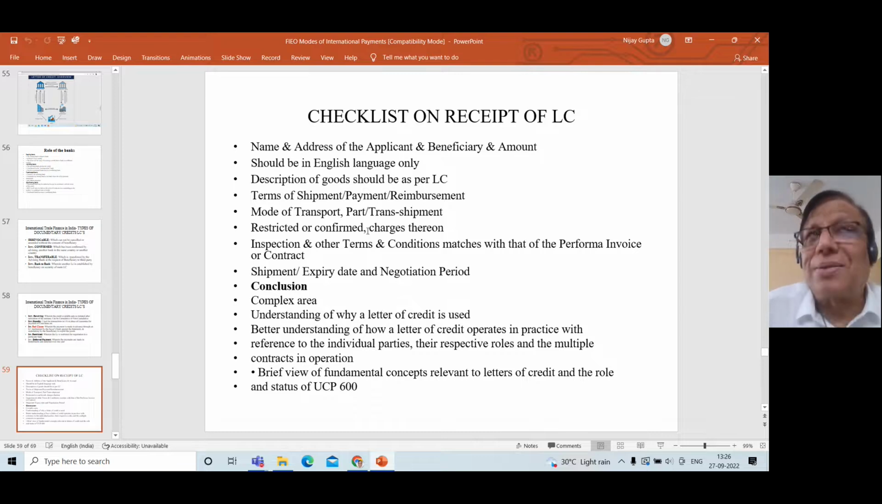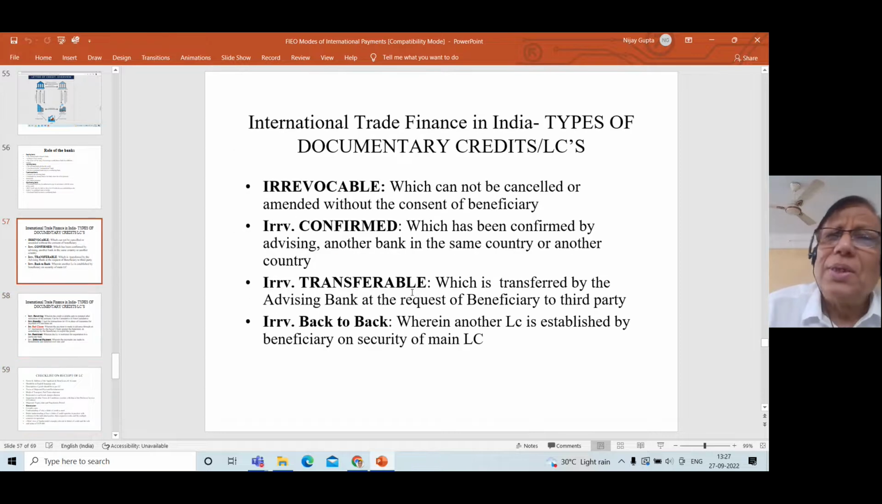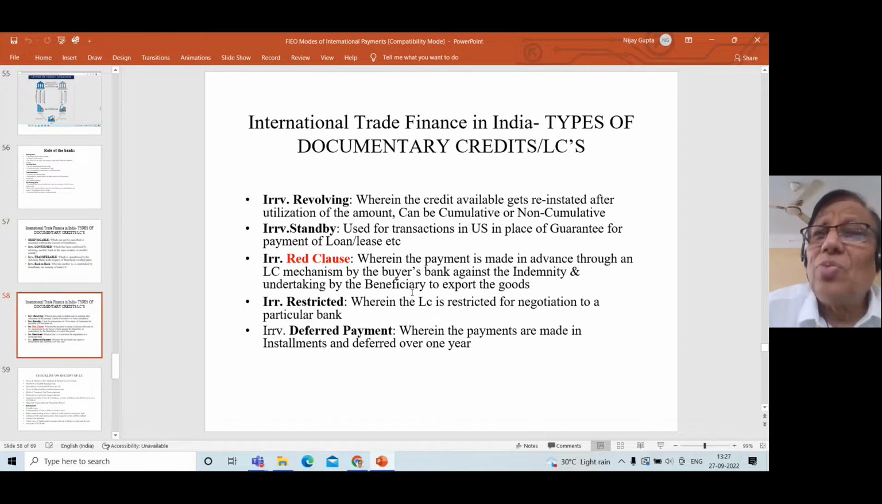So you must check this checklist when you get the letter of credit, and we'll continue with the checklist and with a copy of the letter of credit in our next presentation. So kindly note that LC is a very beautiful thing, which is very widely used between the seller and buyer, and acceptable. Okay, and only one type of LC is there, which is irrevocable. Rest all are the additional benefits which are available in the letter of credit. Thank you very much.